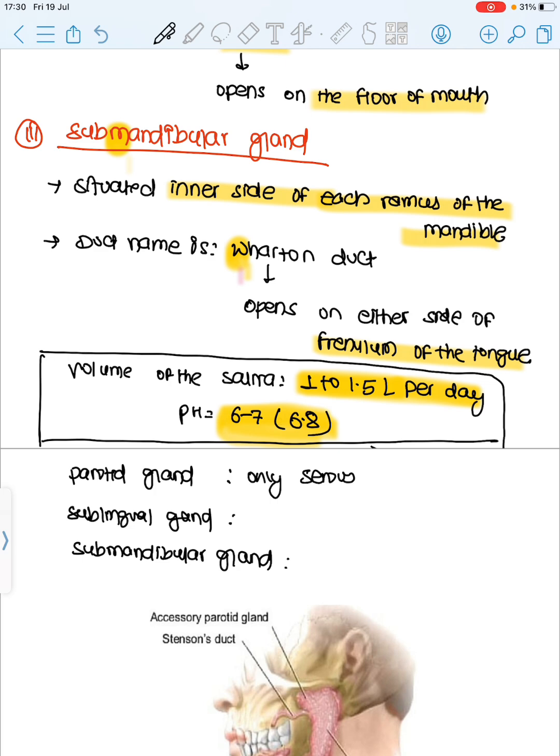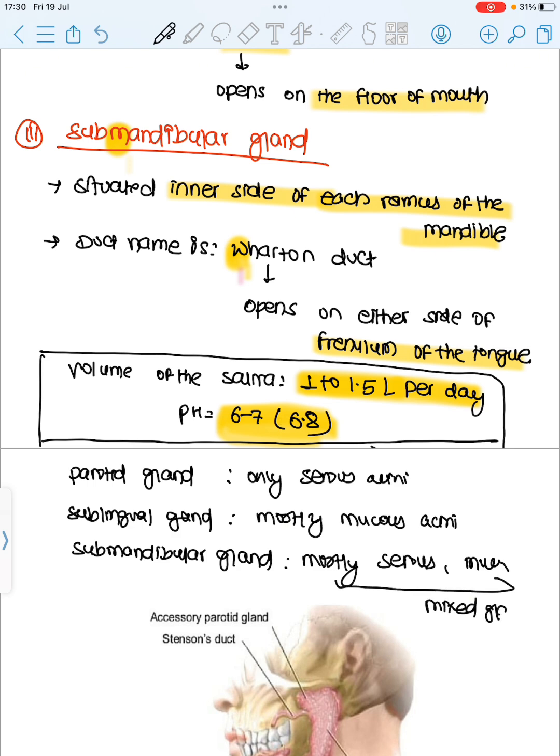The sublingual gland secretes mostly mucus acini. The submandibular gland secretes mostly serous, but it also secretes mucus, so it is known as a mixed gland. Parotid secretes only serous. Sublingual mostly secretes mucus with very little serous. Submandibular secretes mostly serous but mucus also, so it is known as a mixed gland.